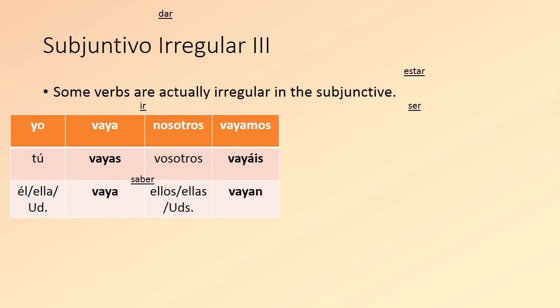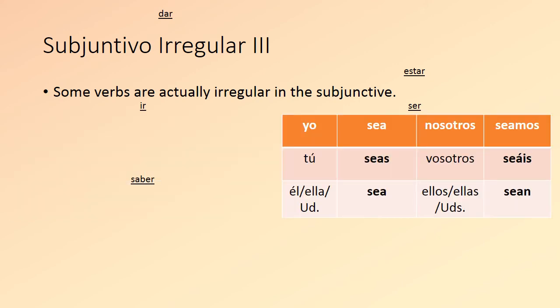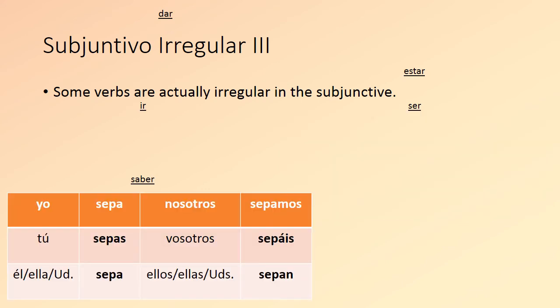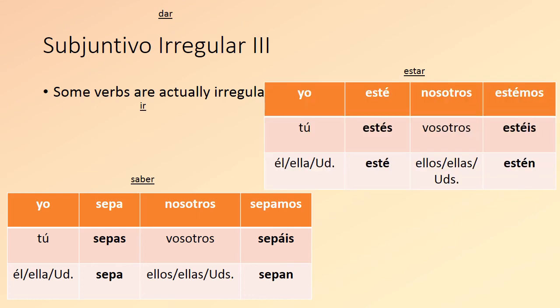Ir goes yo vaya, tú vayas, él, ella, usted vaya, nosotros vayamos, vosotros vayáis, ellos, ellas, ustedes vayan. Ser goes yo sea, tú seas, él, ella, usted sea, nosotros seamos, vosotros seáis, y ellos, ellas, ustedes sean. Then we got saber. Yo sepa, tú sepas, él, ella, usted sepa, nosotros sepamos, vosotros sepáis, ellos, ellas, ustedes sepan.